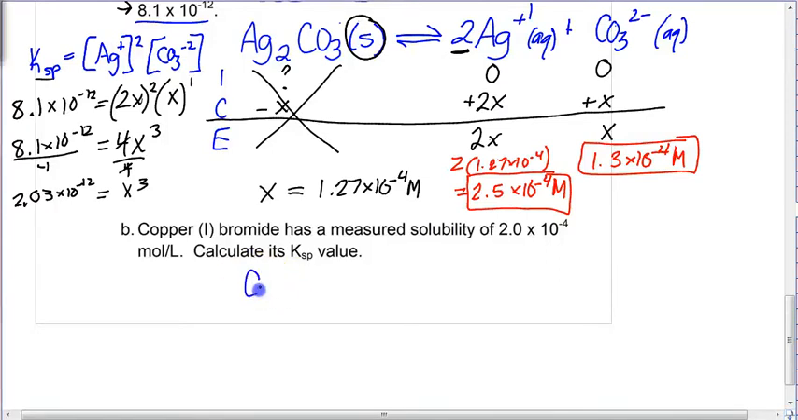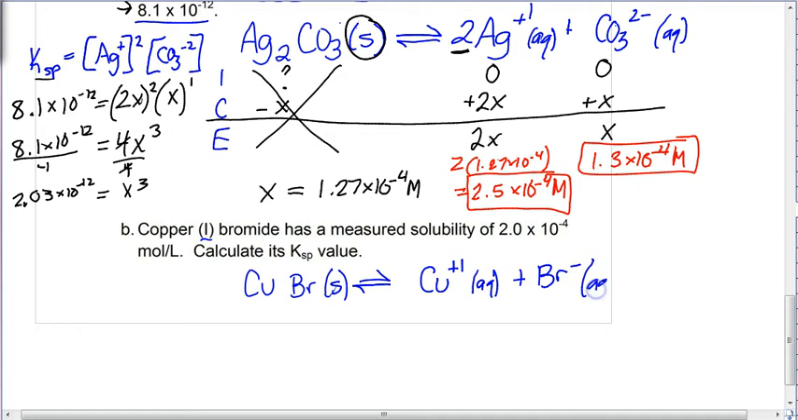The hardest part seems to be writing the formula for copper 1 bromide. Copper is plus 1 because of the 1. Bromide is minus 1 from the periodic table. So it's plus 1 and minus 1. Those cancel out. So that's our solid. And it's in equilibrium with the ions it'll break into, which are copper plus 1 and bromine minus 1. So we'll make our ice chart. And we'll write our KSP equation. KSP will be copper plus 1 times bromine minus 1, and both to the first because they have coefficients of 1 and 1.